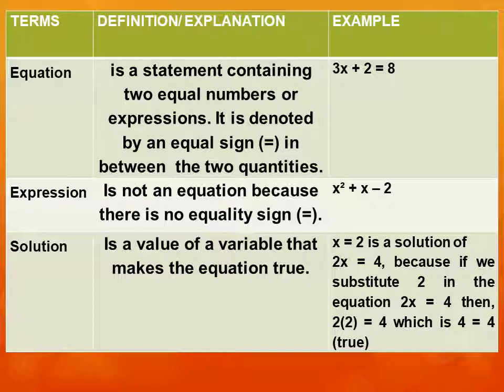As you can see, in an equation, there is an equal sign. In an expression, it does not have. While a solution is a value of a variable that makes the equation true. For that example, we have x = 2 is a solution of 2x = 4, because if we substitute 2 in the equation 2x = 4, then 2 times 2 is equal to 4, which is 4 = 4, then it is true because it satisfies our statement.